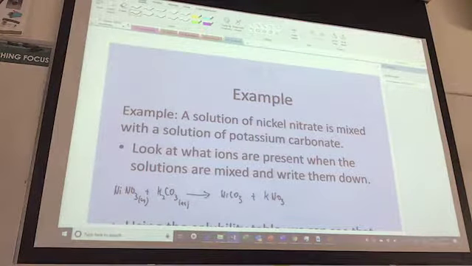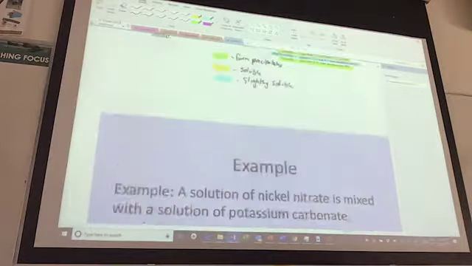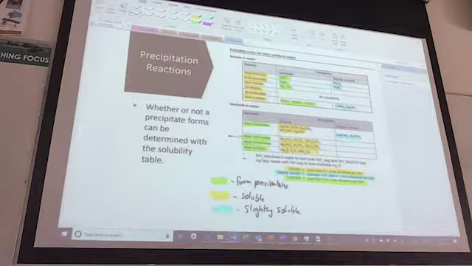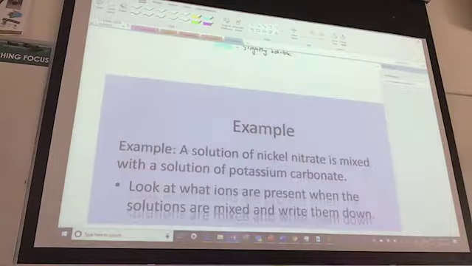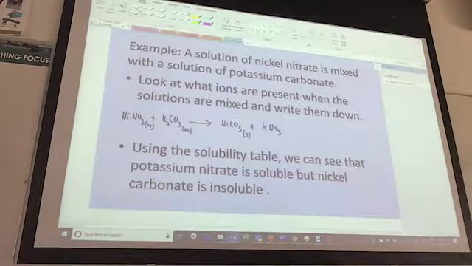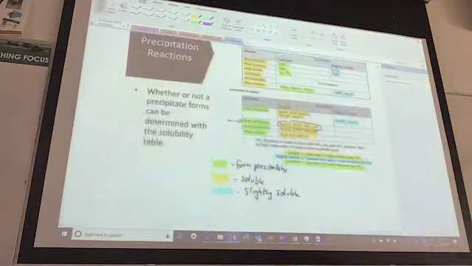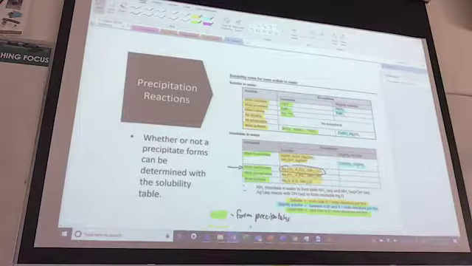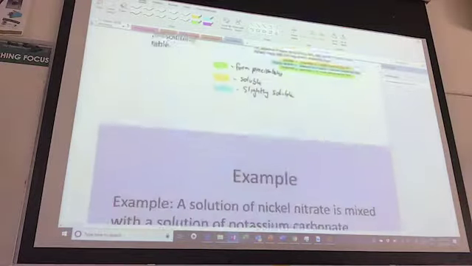Soluble. So on our table we know that most carbonates are soluble. Sorry, most carbonates are insoluble and nickel is not one of our exceptions. So that tells you that that will be a precipitate, won't it? So that will be a solid. And potassium nitrate, all nitrates are soluble, so that will be aqueous.